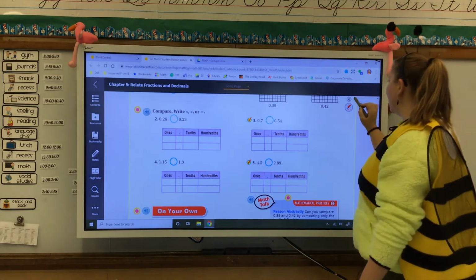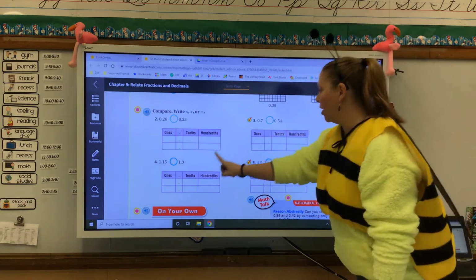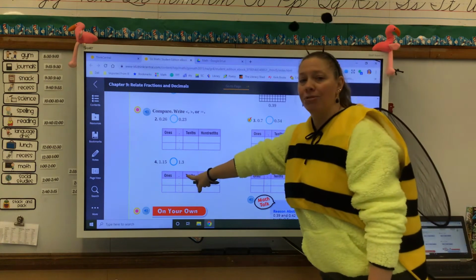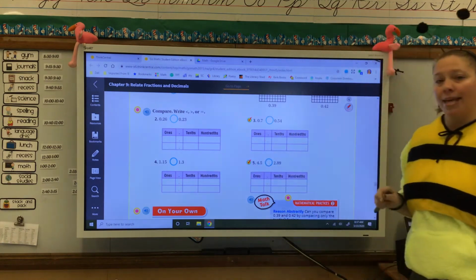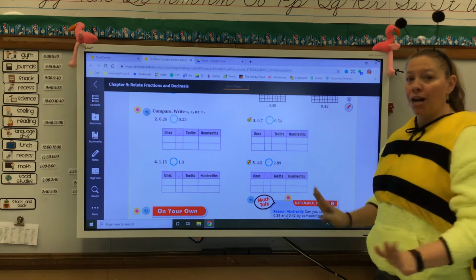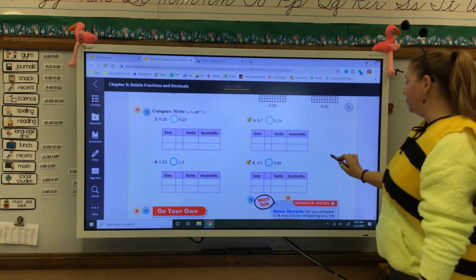Why don't you go ahead and do number 4 and do number 5. They're both comparing hundredths and tenths. You can see that. So don't forget to add that extra 0, so you're comparing hundredths across the board.